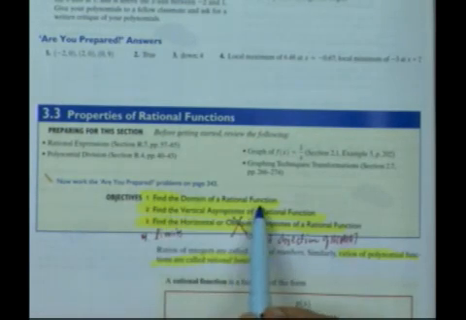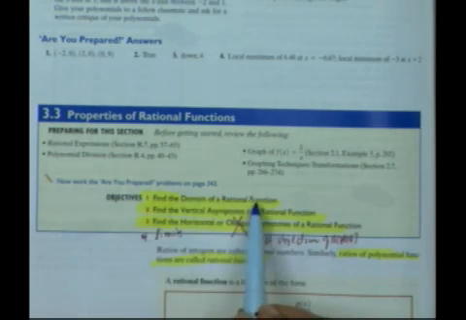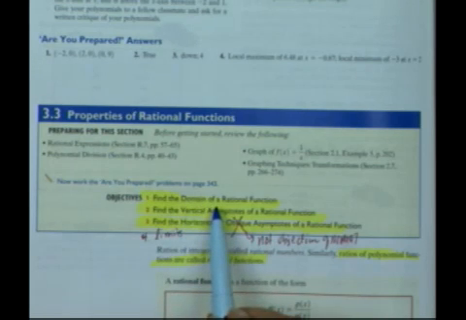We talked about the domain of a rational function. We know what a rational function is: a polynomial divided by a polynomial. We find the domain very easily by looking to see where that denominator is equal to 0. Look for any restrictions there.